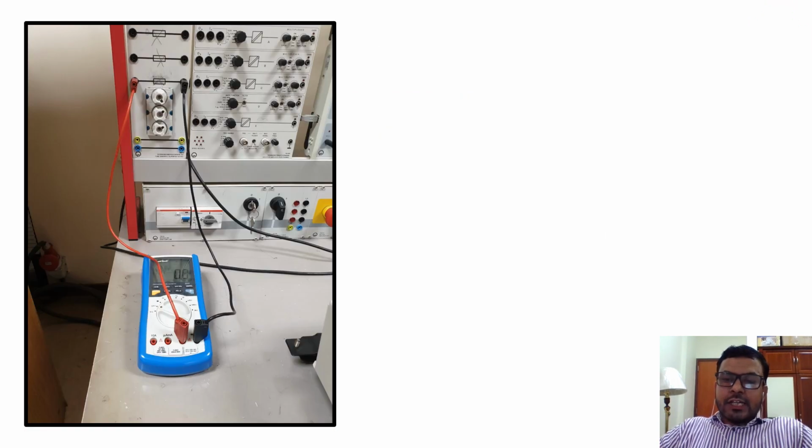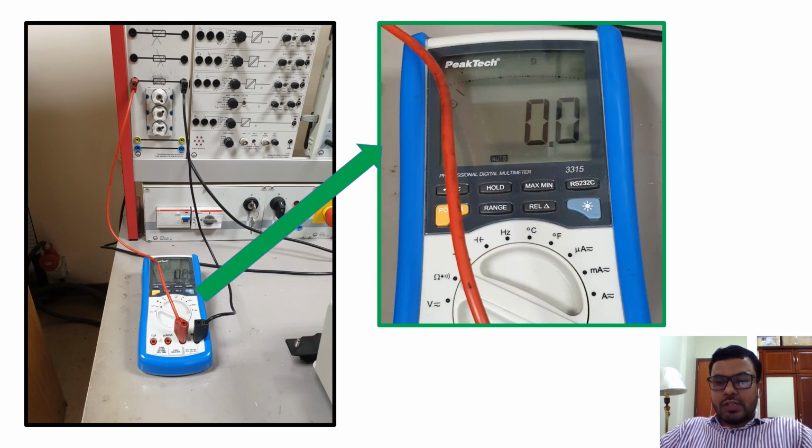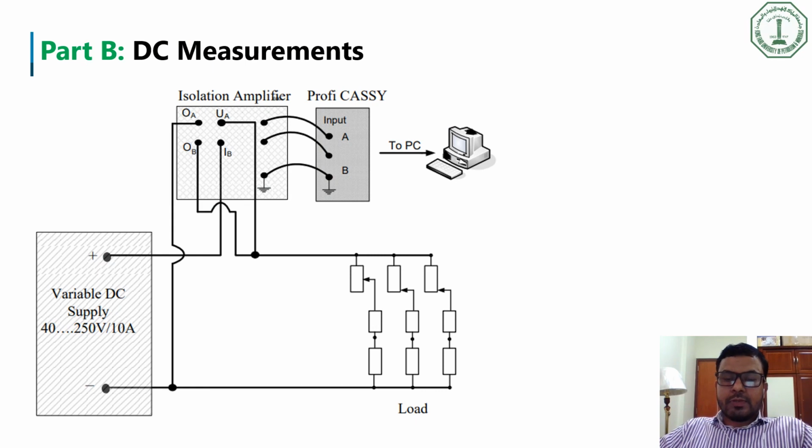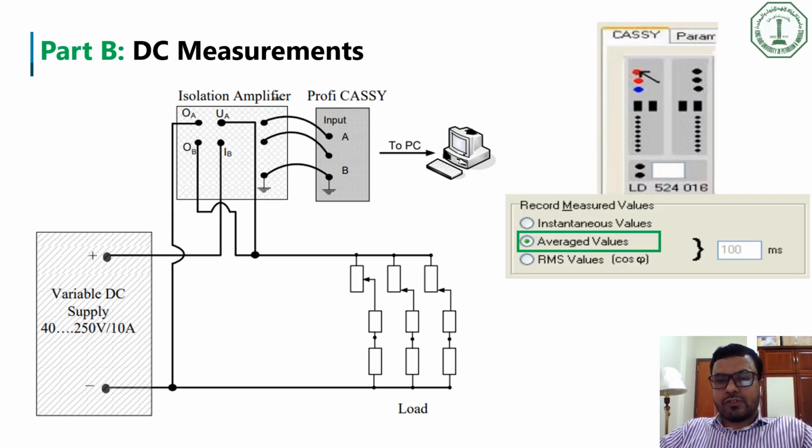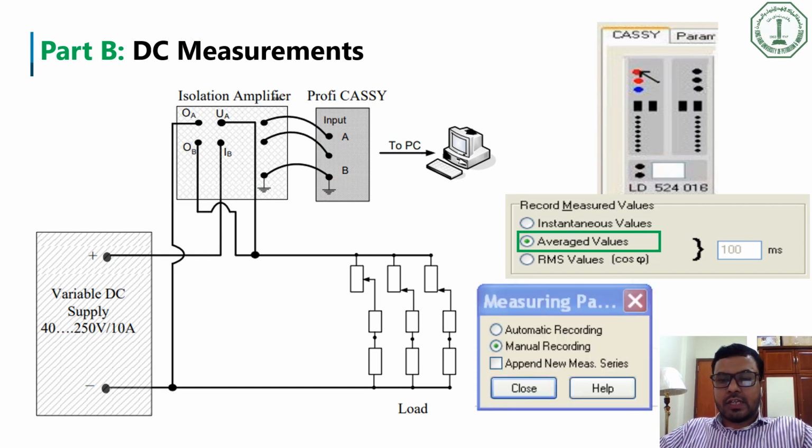Before making an experimental connection, we must check the resistance values of the fuses as well. For healthy fuses, the resistance value should be close to 0. This is our experimental setup for the DC measurements. While doing the CASSY settings, we must select the average values as we are going to measure the DC quantities here. And then we have to select the manual recording as per the guideline of the manual.